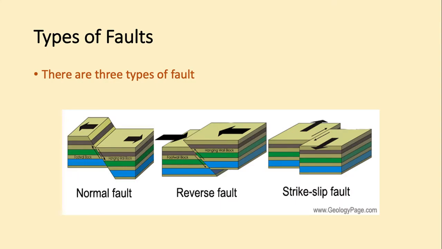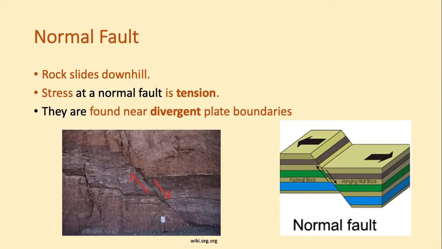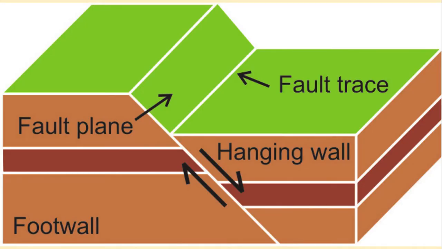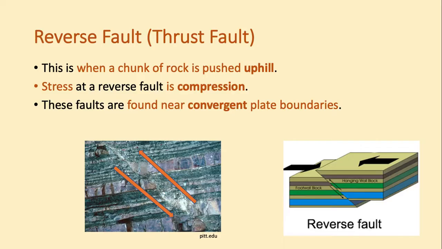There are 3 types of faults. We have normal faults, reverse faults, and strike-slip faults. And each one corresponds to a type of plate boundary and a type of stress. On a normal fault, the rock is sliding downhill, the stress is tension, and they're found near divergent plate boundaries. On a reverse fault, the rock is pushed uphill, and their stress is compression, and these are found near convergent plate boundaries.